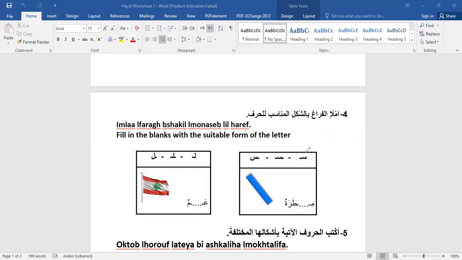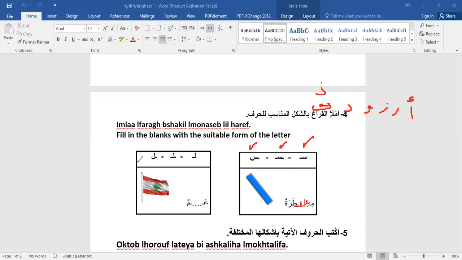Sa. Which one do you choose? This one, or this one? The one in the middle. Yes, write it in the middle, because it's preceded by a letter that has 4 forms. If it's preceded by a, ra, za, wa, da, and tha, you have to choose the first one, okay? If it is preceded.